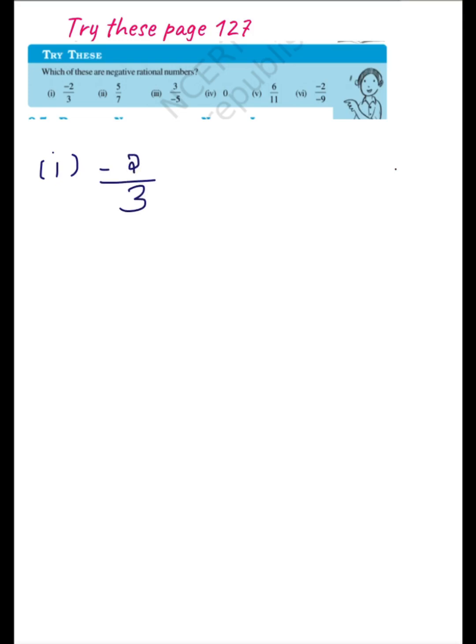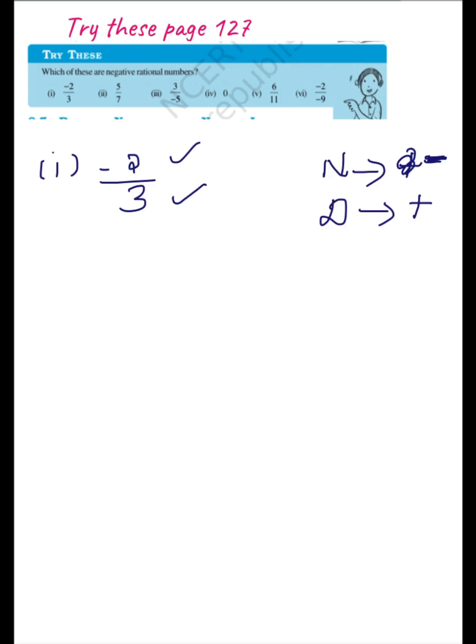Here you can see that the numerator is a negative integer and the denominator is a positive integer, which means that it's a negative rational number. So the only condition for a negative rational number is that the numerator should be negative and the denominator should be positive. This is the only condition for a negative rational number.